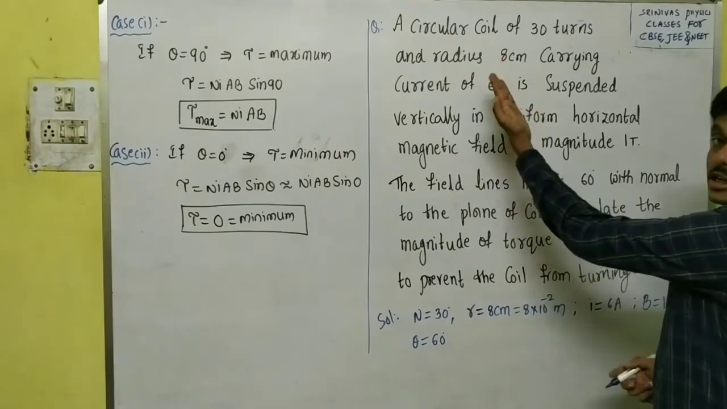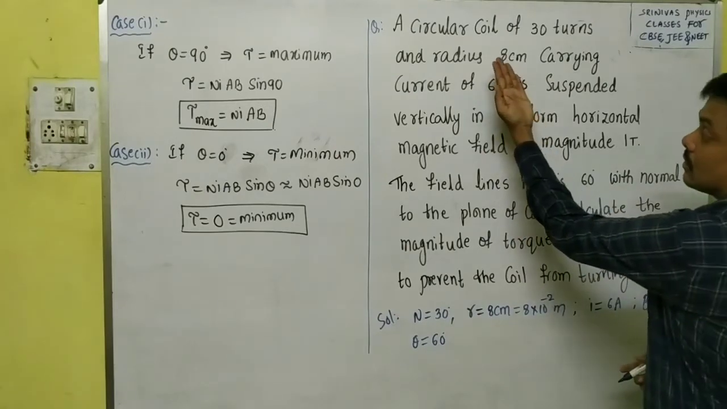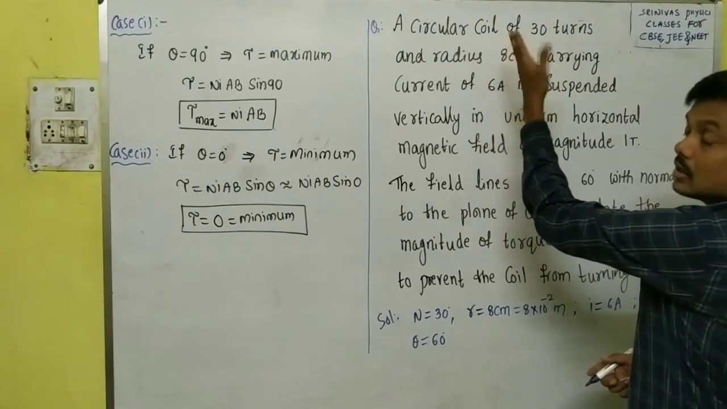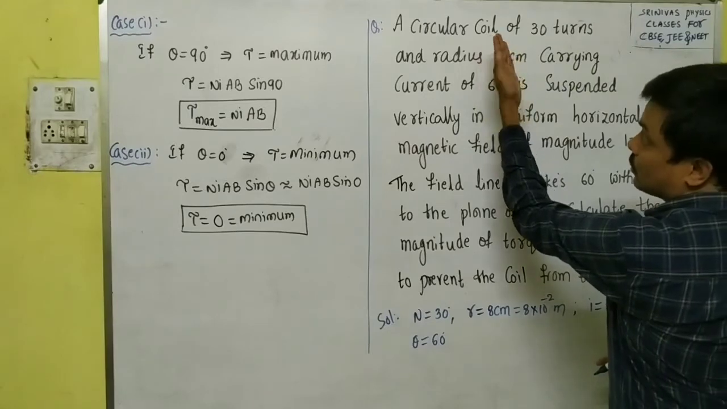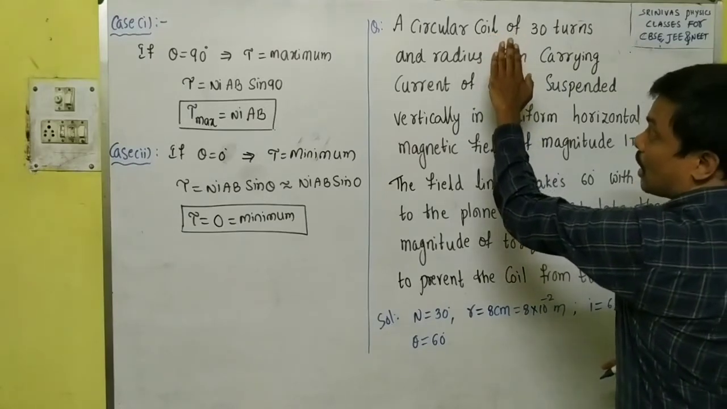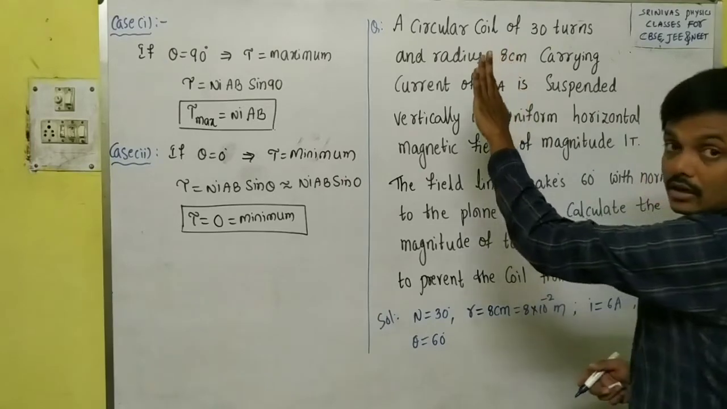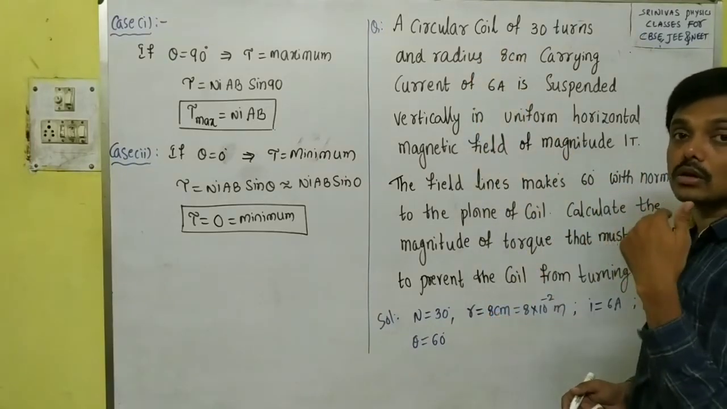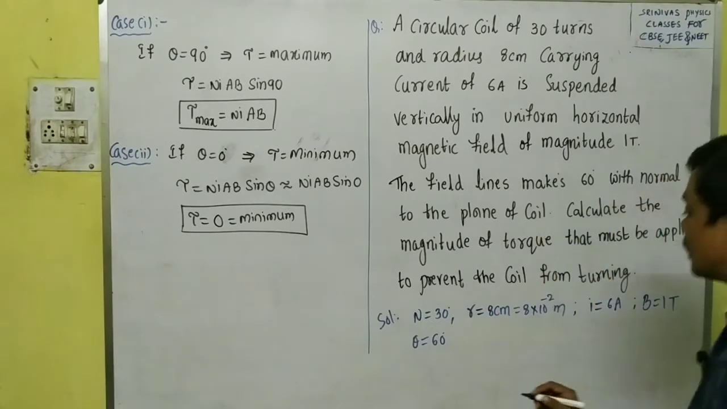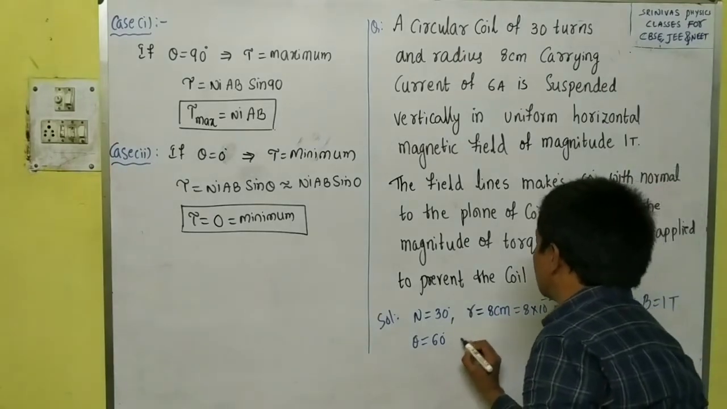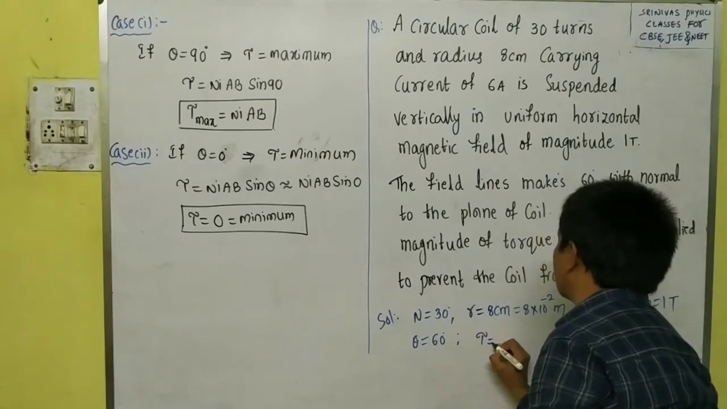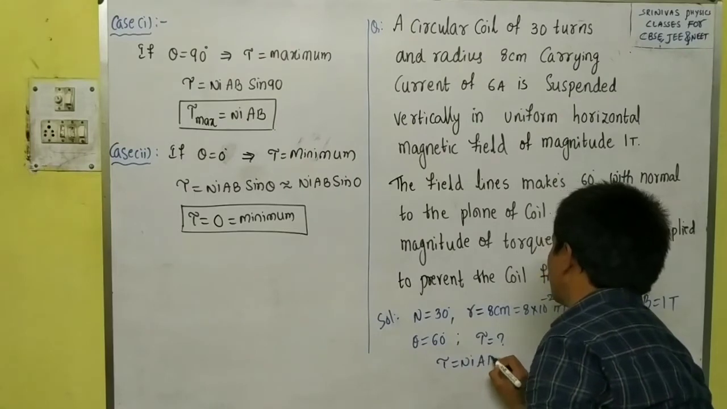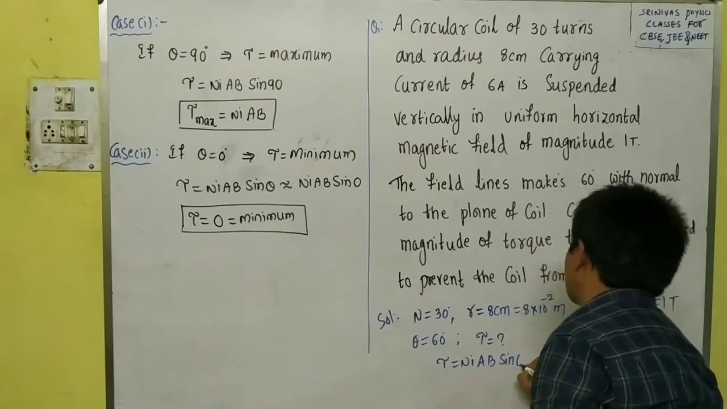Look here, this is a circular coil. It is placed in the magnetic field. Then torque will act on the circular coil and it will rotate. But we want to stop the rotation. So with whatever torque it is trying to rotate, if you apply that much torque oppositely, then it cannot turn. The torque you should apply to prevent the rotation is equal to the torque with which it is rotating. We have to find the deflecting torque. The torque formula we already know: NIAB sin theta.